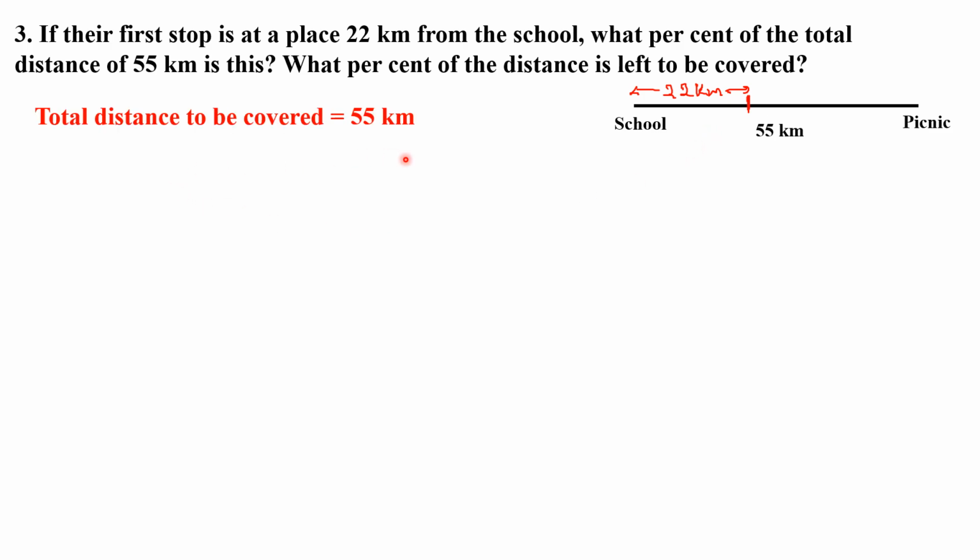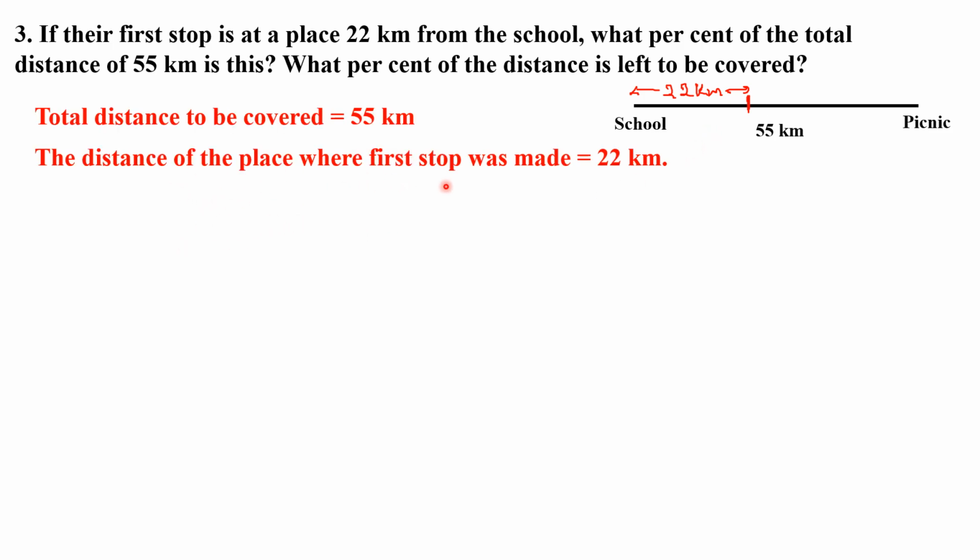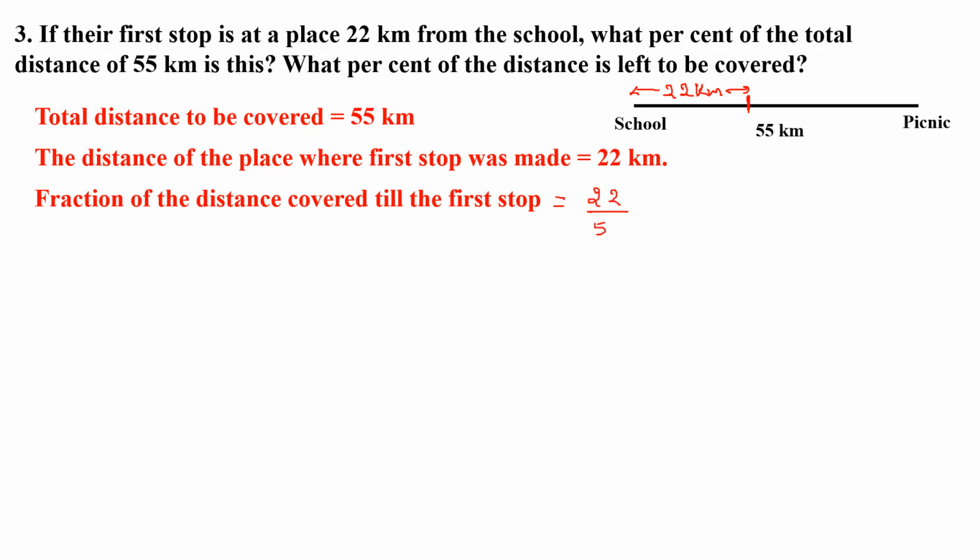So total distance is 55 and the distance of the place where the first stop was made was 22 kilometers. So the fraction of the distance covered till the first stop will be 22 divided by 55. Out of the total distance of 55, they have covered 22 kilometers. Now you can reduce it: 11 times 2, 11 times 5. So I got the fraction as 2 by 5.